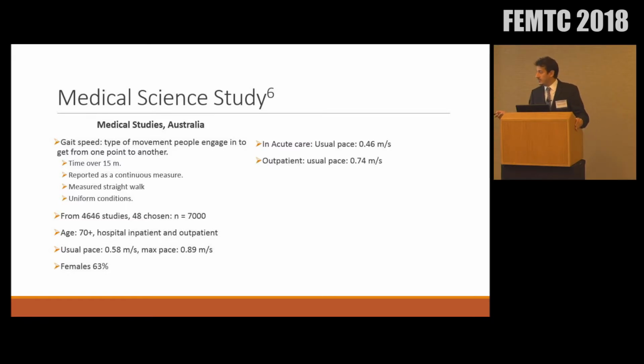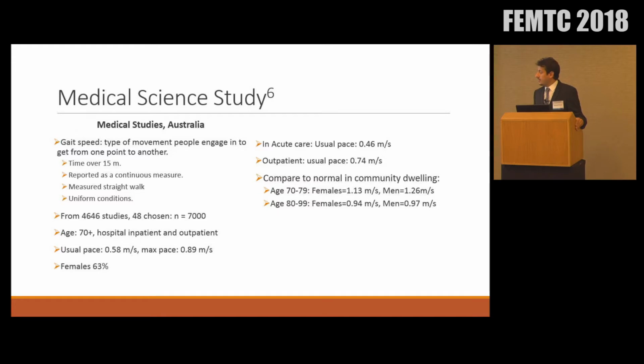So the usual pace they came up with is 0.58, and the maximum pace, and the percentage of females in this number of 7,000 is 63%. Acute care also has a usual pace and outpatient pace, all for people aged more than 70 years old. They've also compared to normal and community dwellings.